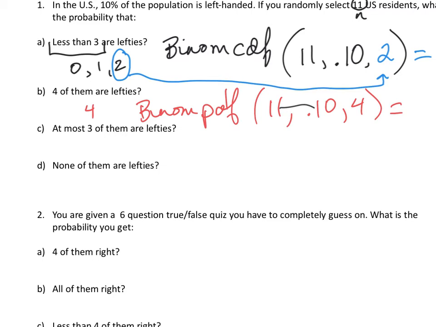At most 3. The phrase at most 3 means, oh, never mind. At most 3 means 3 is the most it can be. It can't be more than that, but it could be less than that. Those are the numbers 0, 1, 2, and 3. There's more than one number there, so that's a CDF.